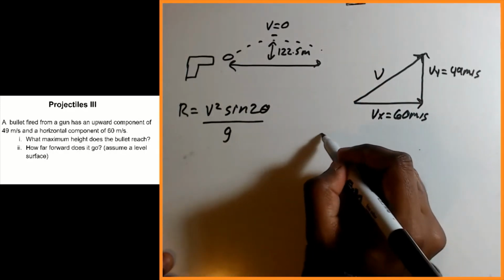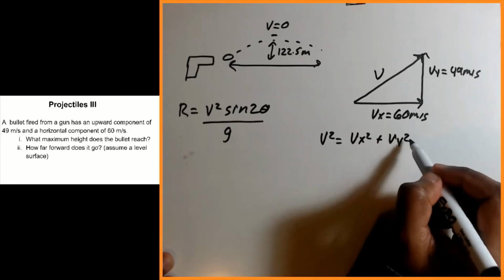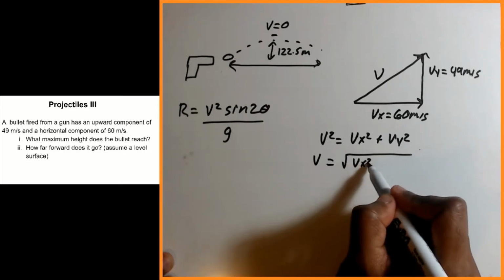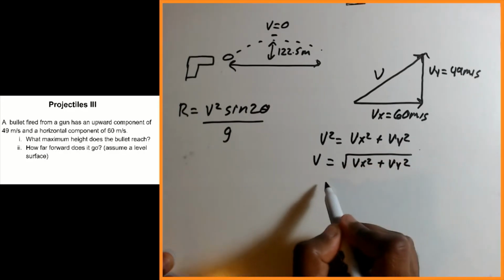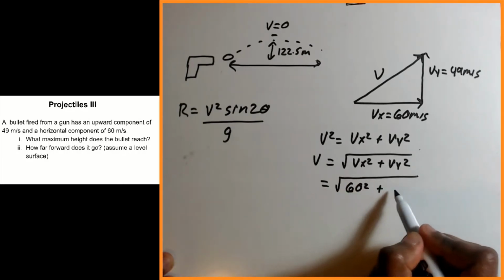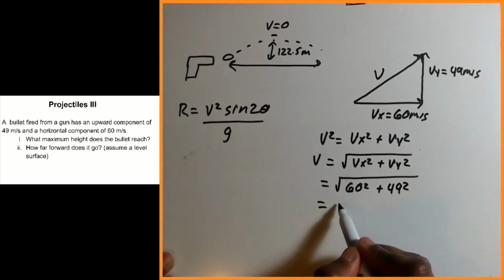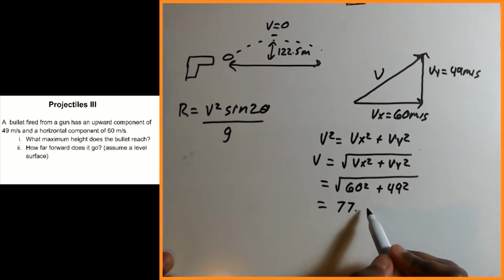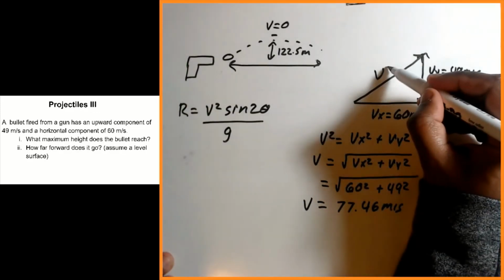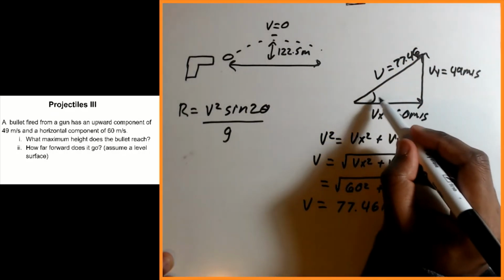So it's easy enough to grab this value here. V squared is going to be equal to Vx squared plus Vy squared, and to get that, we just need a square root. So we get the square root of 60 squared plus 49 squared, which is going to get you 77.46 meters per second. Write that in, 77.46.